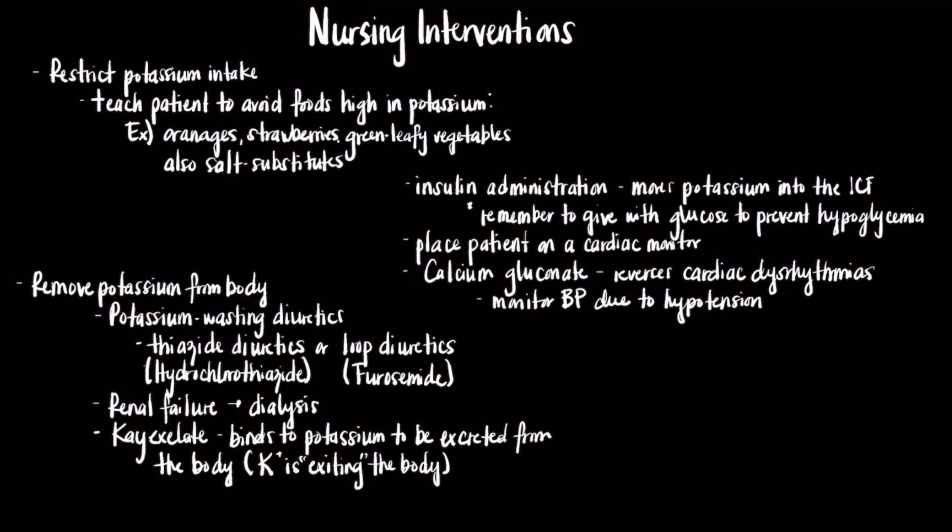Removing potassium from the body is also crucial, and this can be accomplished in a few ways. Administration of potassium-wasting diuretics like thiazide diuretics like hydrochlorothiazide or loop diuretics like furosemide can be used in patients with normal kidney function. However, in patients with kidney disease, dialysis may be indicated to remove excess potassium in the body. A medication called K-Exalate or sodium polystyrene sulfonate may be administered, as this medication binds to potassium to be excreted from the body. And an easy way to remember this is that K, denoting potassium, is quote-unquote exiting the body.